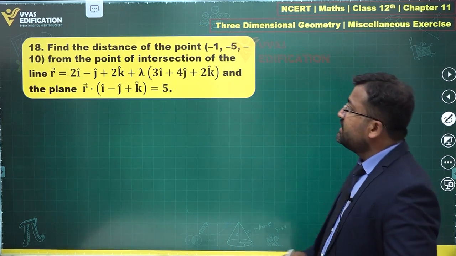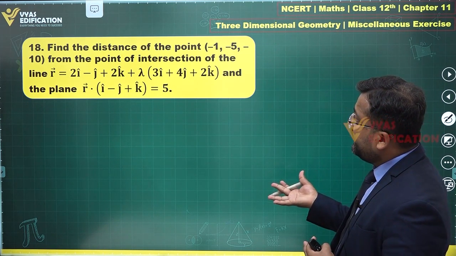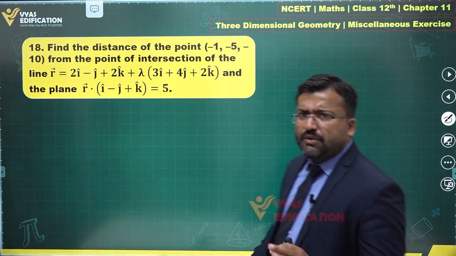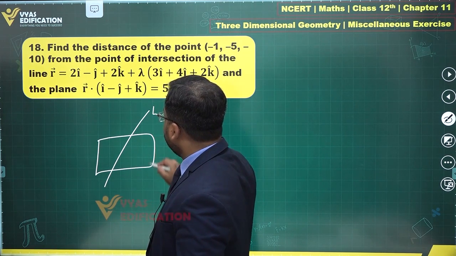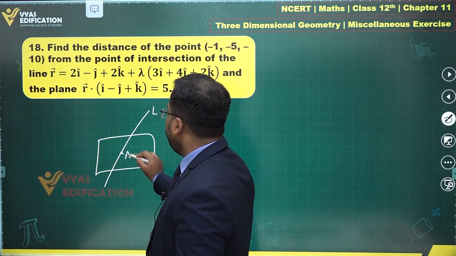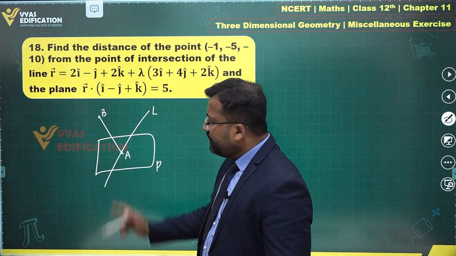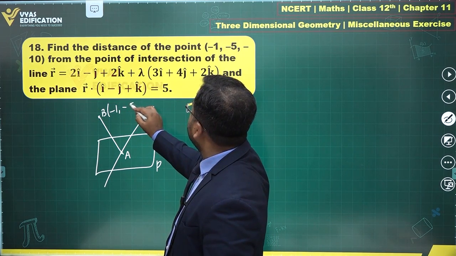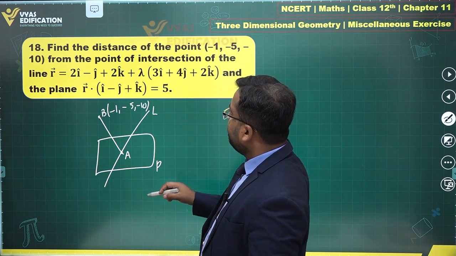Question number 18 says, find the distance of the point this from the point of intersection of the line this and the plane this. Okay. So if this is a line, this is a plane, they intersect at some point A, and we are supposed to find the distance from some point B. So the target is to find A first of all, and B is given as minus 1, minus 5, minus 10 over here. The equation of line is also given.